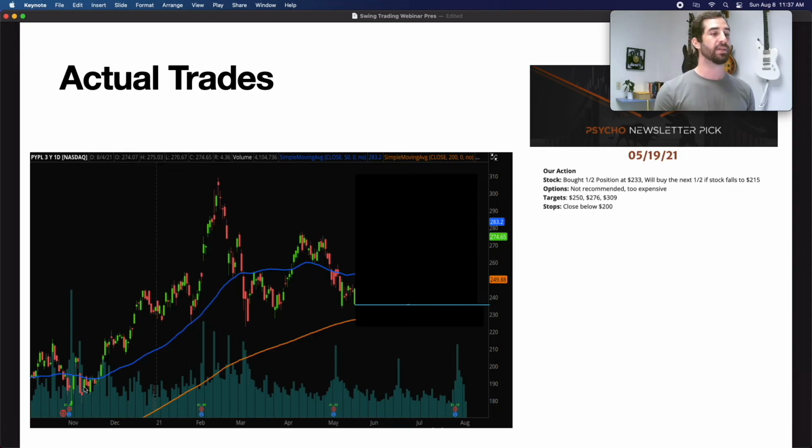Again, guys, solid company, general uptrend in the stock price. It was trading up here, and then all of a sudden, boom, big pullback to around this level. And it's so close to the 200 MA that we went ahead and sent out the alert.